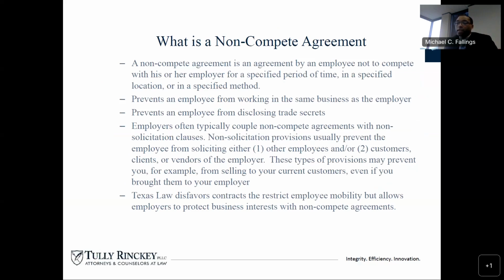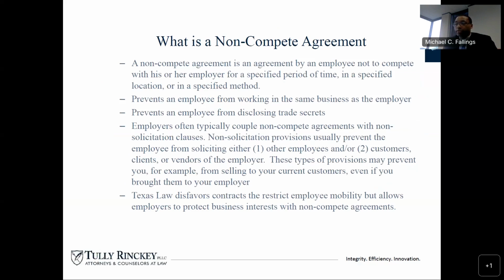Employers often couple their non-compete clauses with non-solicitation clauses, as we mentioned earlier, which typically prevent the employee from soliciting either employees to another employer or the employer's customers, clients, or vendors. These types of provisions may prevent you, for example, from selling to your current customers, even if you brought them to your employer. So, for example, if you were working for a company and you were able to generate a client for that company, but you separate from that company and go to a new company, a non-solicitation clause may prevent you from bringing that client over to your new company.